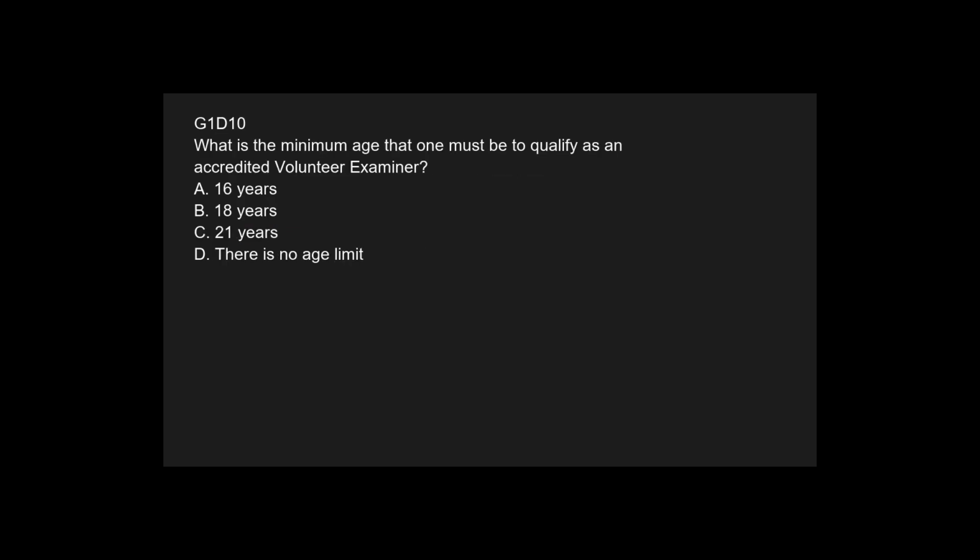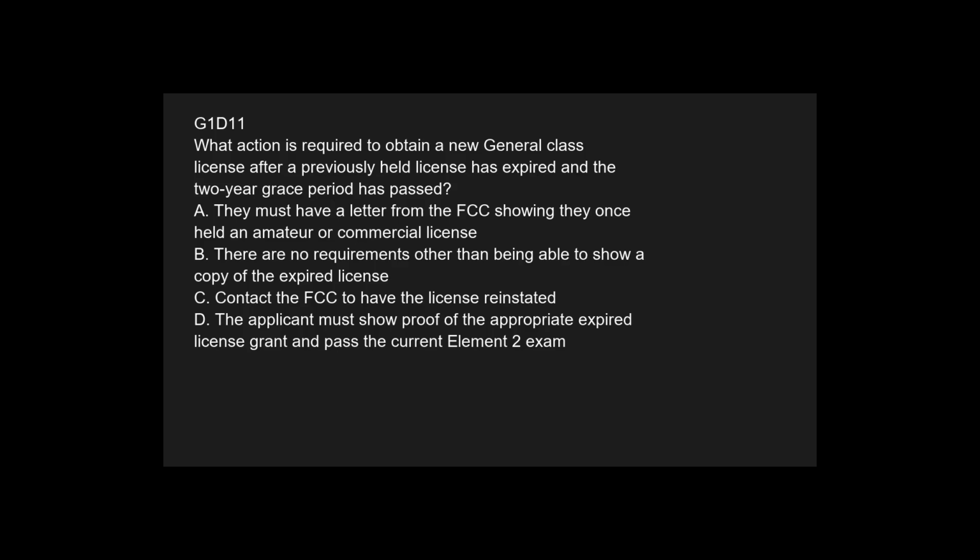365 days. Question: what is the minimum age that one must be to qualify as an accredited volunteer examiner? The correct answer is B. 18 years. Question: what action is required to obtain a new general class license after a previously held license has expired and the 2-year grace period is passed? The correct answer is D. The applicant must show proof of the appropriate expired license grant and pass the current Element 2 exam.